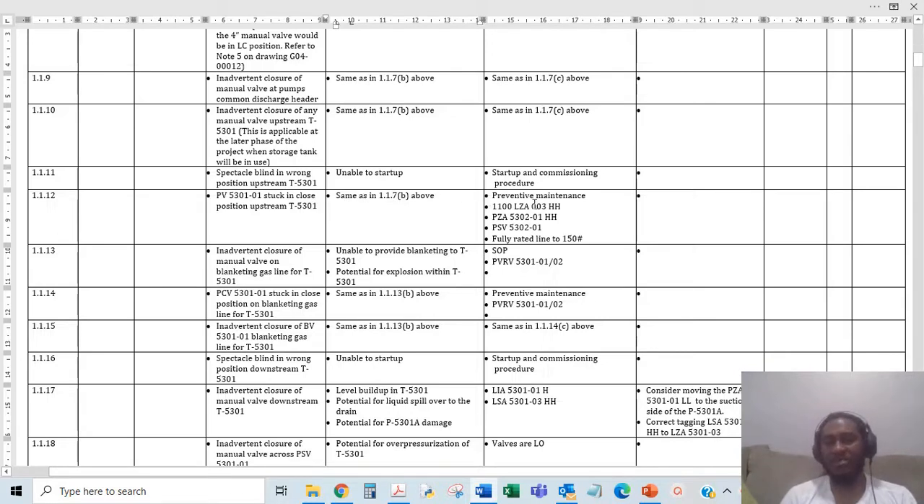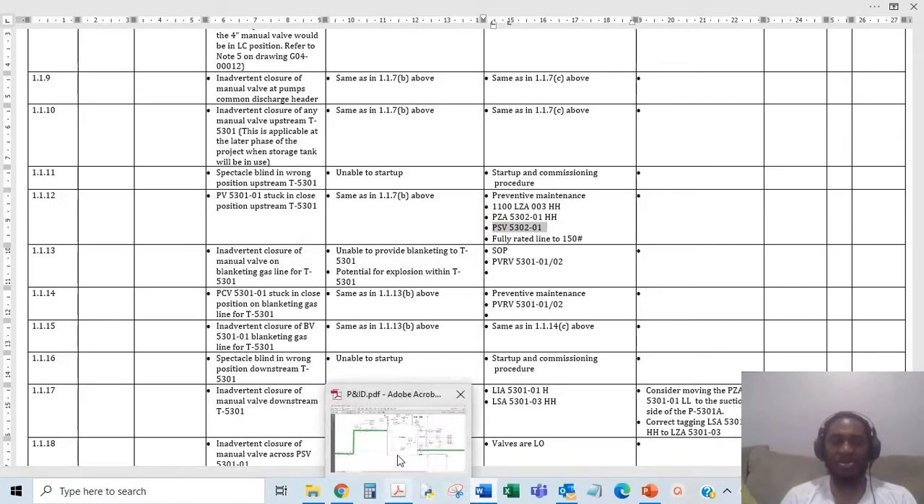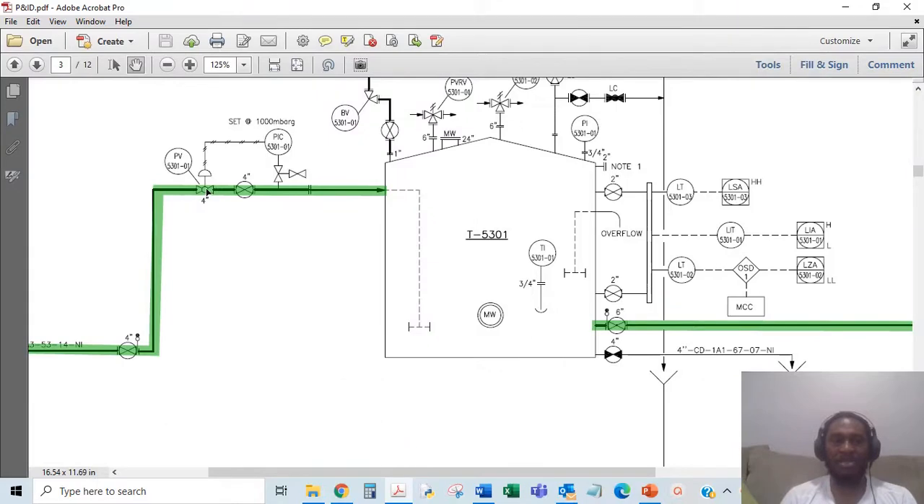So same as above. You have to make sure that you do your preventive maintenance, and then you have the trip in the surge vessel. You have your pressure trip downstream the pump. You have your PSV downstream the pump, and then your fully rated line. So you don't want that pressure control valve being in a stuck closed position.